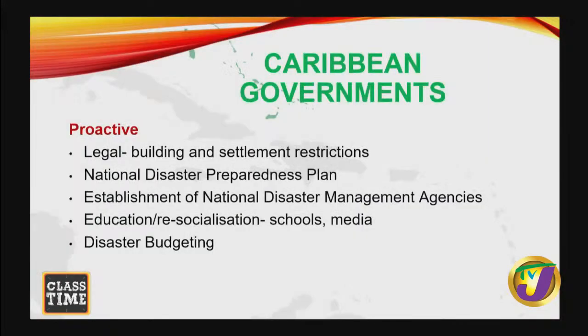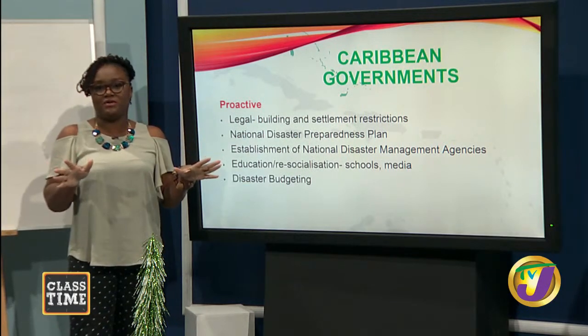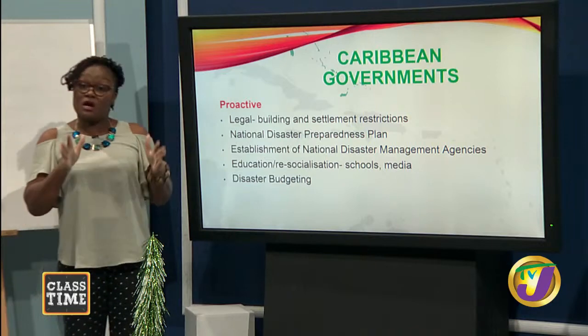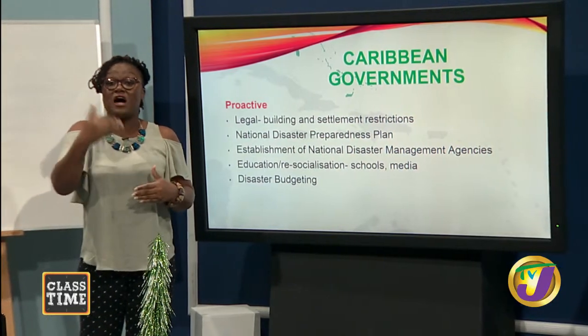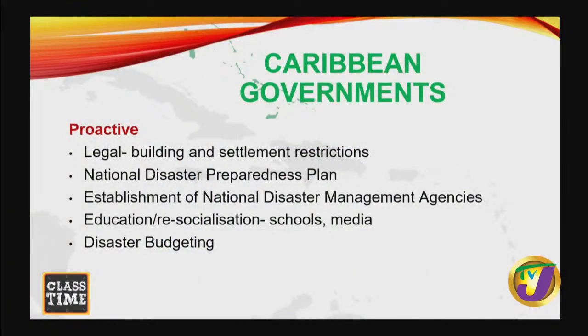All right, so there we have it now, the Caribbean governments. This is the part we want to get to. Because when you talk about mitigation on a national level, you're talking about the government. The government needs to have a plan in place. So the government needs to be proactive. One word sums that up: proactivity.